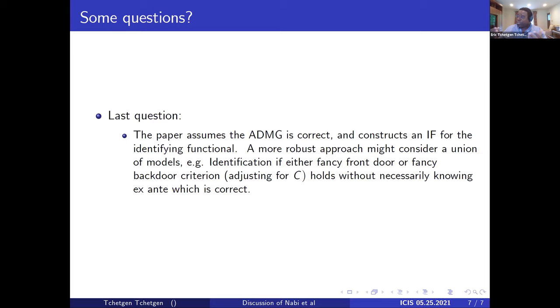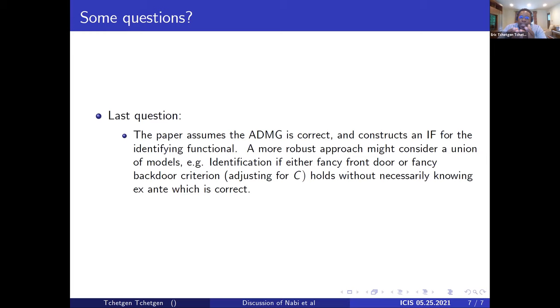So this is not double robustness in terms of statistical model specification, but rather in terms of graphical model specification. And so you have a union of such ADMGs. Might one be able to identify a causal effect? An example is given here.